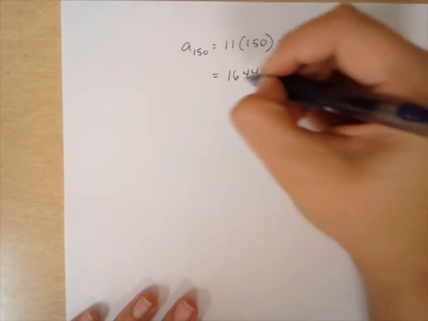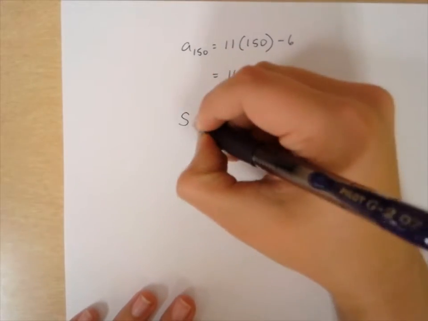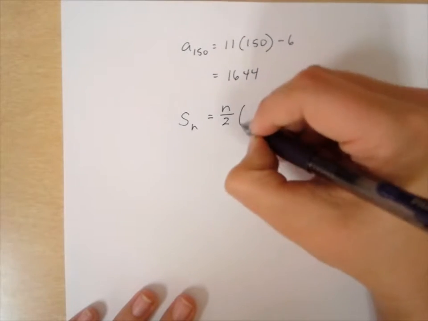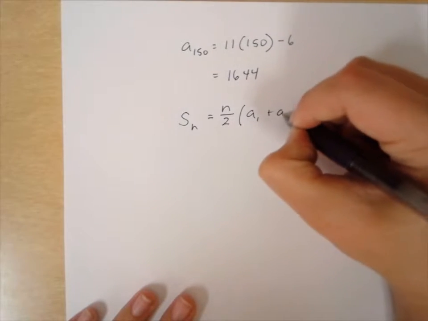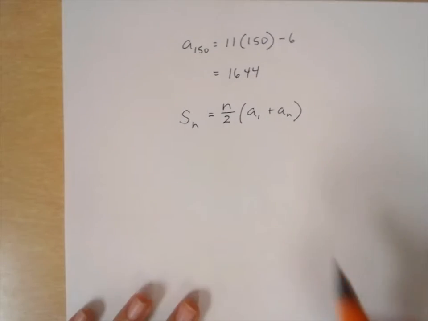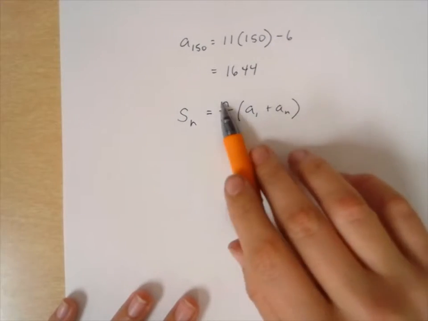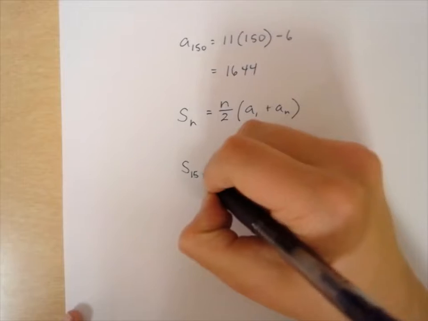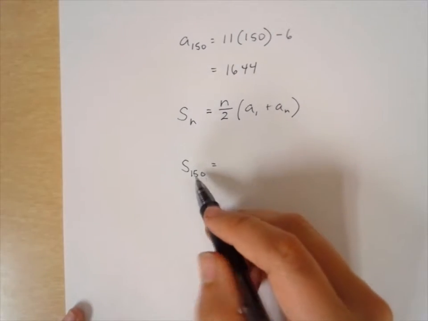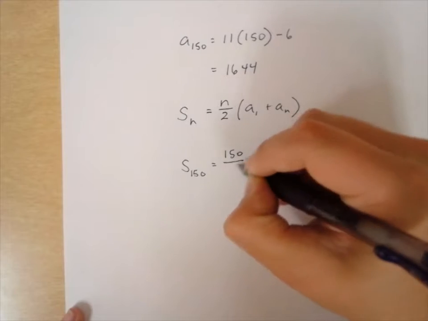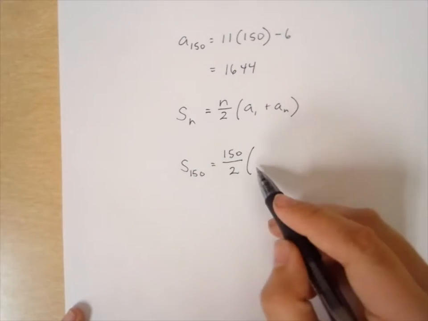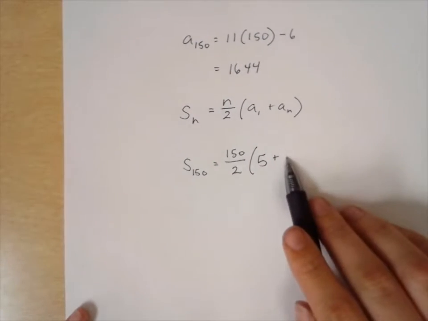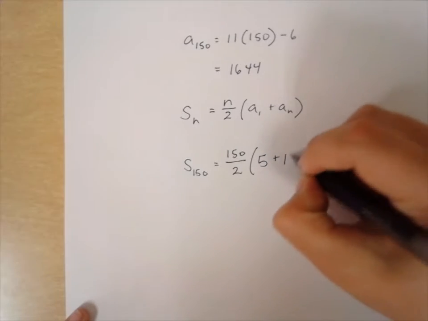Now remember, we're not done. We're going to take that information and plug it into our formula for finding the sum. The sum is n over 2 outside a sub 1 plus a sub n. Right, where we begin, where we end, and the value of where we're ending. So, to find s sub 150, we plug in 150 for n. We plug in our first term, in this case 5. And we add that to the 150th term, which we just found to be 1,644.